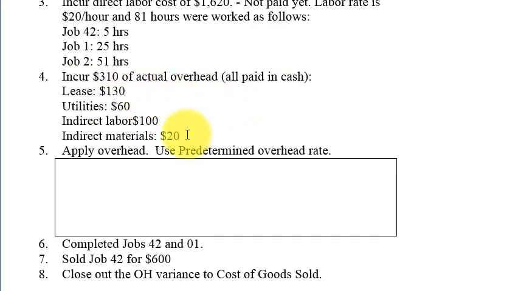Because Fabero is using a normal costing system, applied overhead is what increases the work in process account. When they incur actual overhead costs, the other side of the cash entry, in this case, is the manufacturing overhead control account. Let's give it a shot on the worksheet.